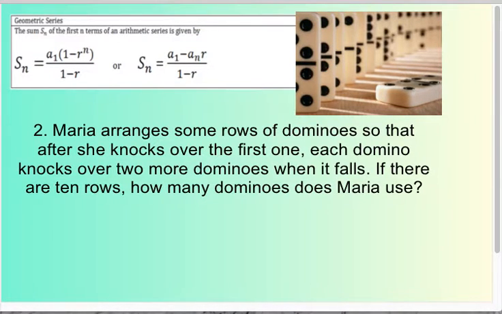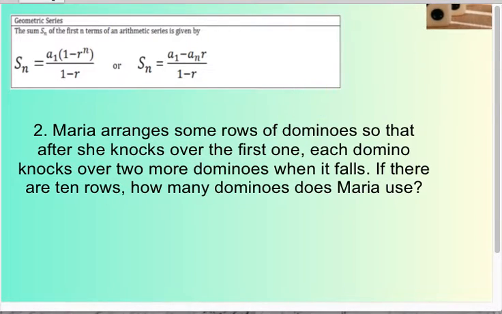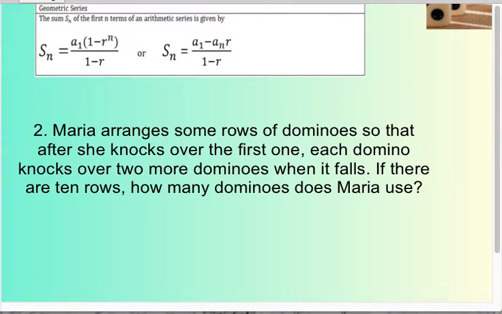Maria arranges some rows of dominoes so that after she knocks over the first one, each domino knocks over 2 more dominoes when it falls. If there are 10 rows, how many dominoes does Maria use? Well, you guys take a guess. If she did 10 rows, how many would she use?